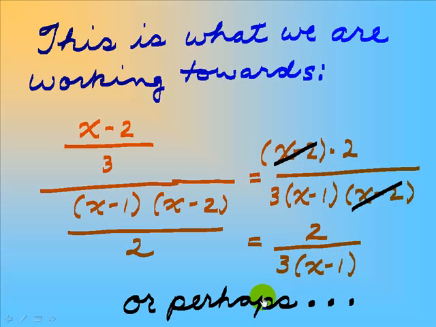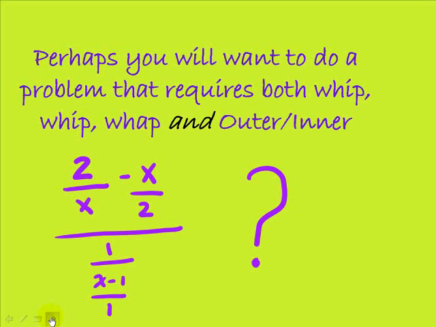Or perhaps you will want to do a problem that requires both whip, whip, whap and outer-inner. Here in the purple, I have a possible whip, whip, whap part in the numerator, and maybe a possible outer-inner in the denominator. Let's see.